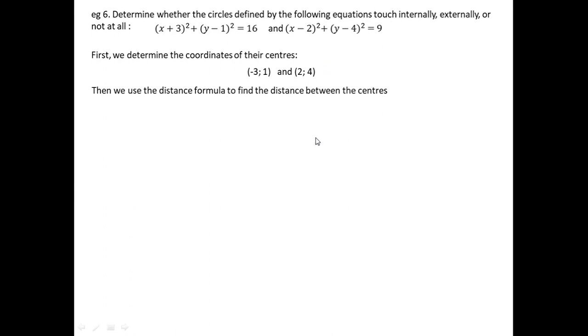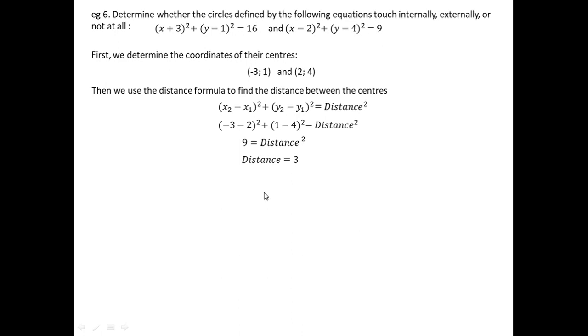Then we need to use the distance formula to find the distance between the 2 centers. There's the distance formula. Plug in the coordinates, the x and the x, the y and the y. And there's my distance. The distance between these 2 centers is 3 units. Now I need to work out the radii of the 2 circles and then calculate the sum and the difference of these radii.